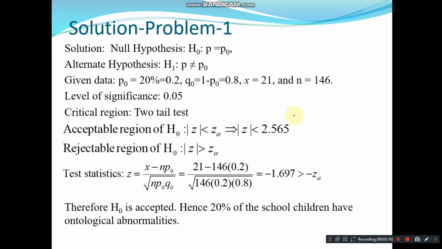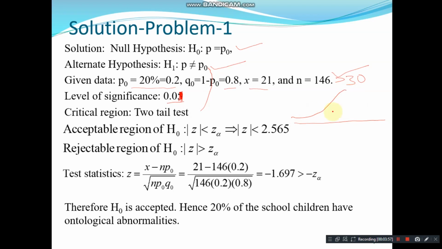See now, null hypothesis p is equal to p naught, alternate hypothesis H1 p is not equal to p naught. The given data: its value 20% means 0.2, q naught, 1 minus p naught, is 0.8. Favorable outcomes x is 21, size of the sample is 146, which is greater than 30, so therefore it is a large sample. Level of significance is 0.01. Critical region: because the alternate hypothesis is not equal to, we use the two-tail test.